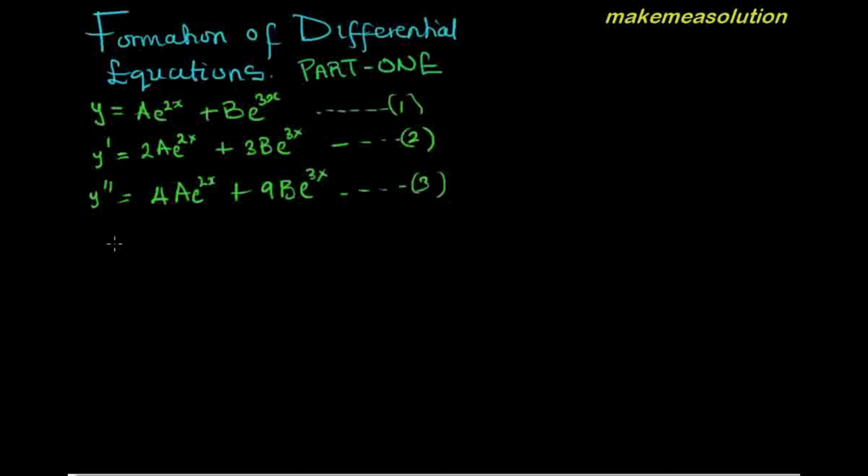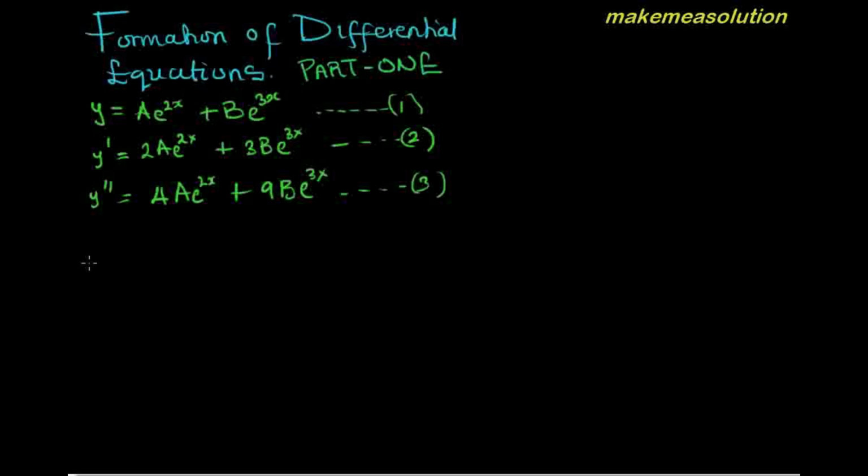Okay, previously, these are the system of equations we came up with after differentiating this particular primitive form 2 times. Now, the next step is to eliminate the arbitrary constants, a and b. So this is how we are going to do it. Now, I'm going to say equation 2 minus 2 times equation 1.